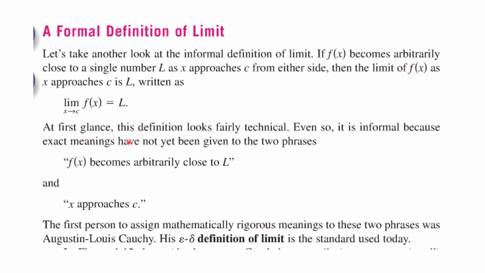At first glance, this seems fairly technical, but even so it is informal and imprecise because exact meanings have not been given to the phrases "f of x becomes arbitrarily close to L" and "x approaches c." So what we're going to talk about today is the epsilon delta definition that is used in mathematics. It is tradecraft for professional mathematicians.